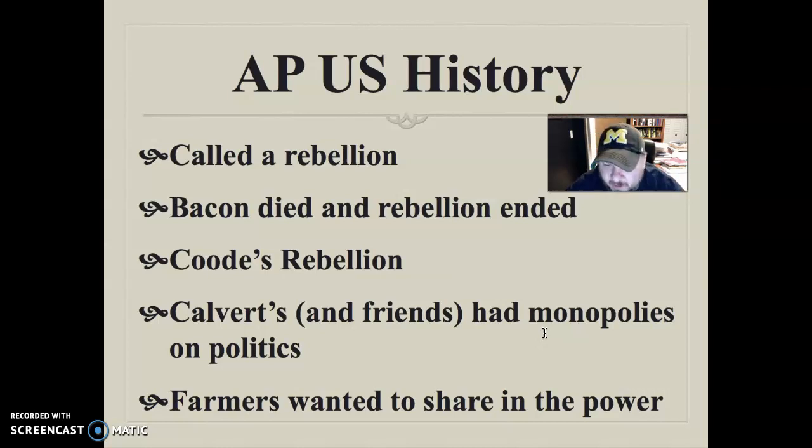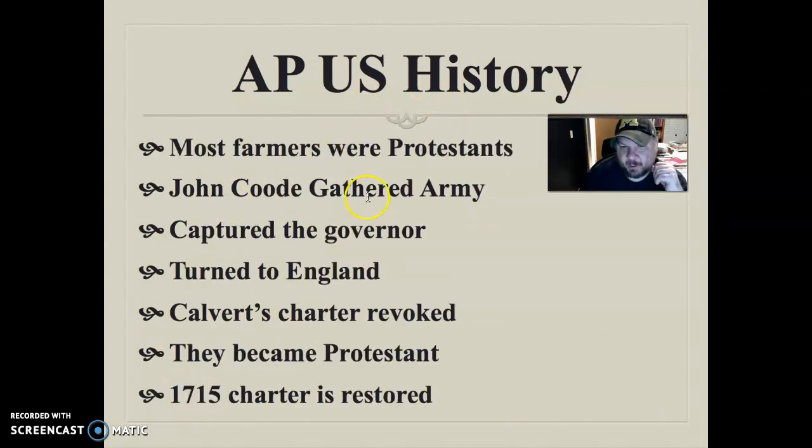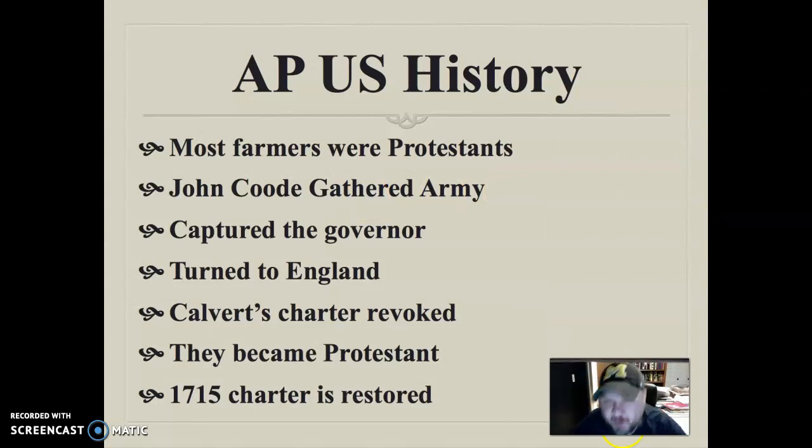In Maryland, a little different story. It's called Coode's Rebellion. It wasn't really termed a rebellion necessarily by the government. And again, kind of the same story. The Calverts and a lot of their friends had a monopoly on, this time, political power. The farmers wanted to share in the power. They wanted to be able to make some of these decisions. They weren't given that opportunity. It didn't help that there were some religious differences. In Maryland, remember, the Calverts were strong Catholics, where most of the farmers were Protestants.